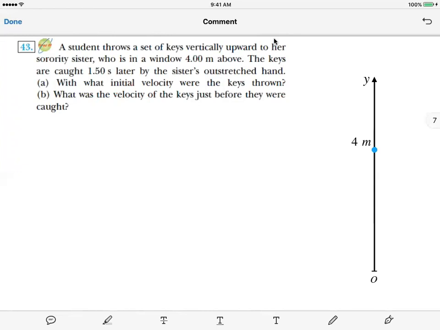Now let's discuss the problem. So we have a student, the first student, that is located somewhere, and then she throws up the set of keys to a sorority sister, who is in a window 4 meters above.